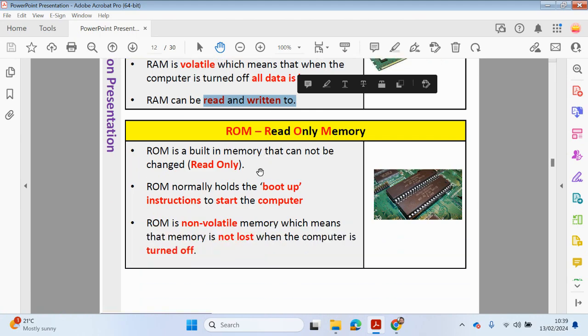Now the read-only memory is built in and can't be changed. It's read-only, and it normally holds the boot up instructions to start the computer. So when you turn on the computer system, it'll have instructions which will tell the computer system what to do in order to boot up.